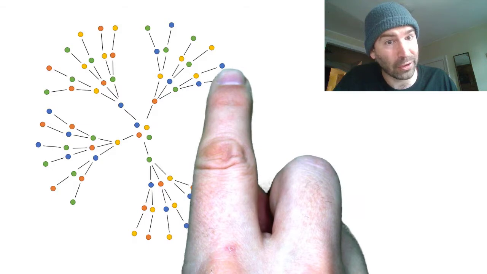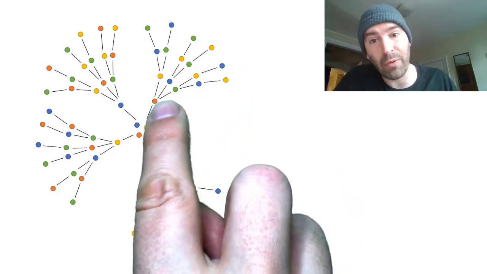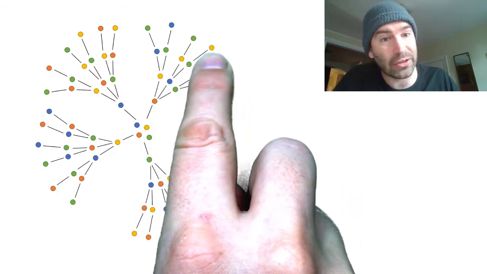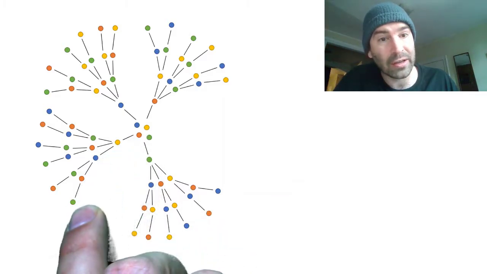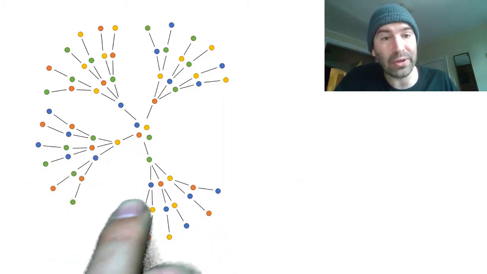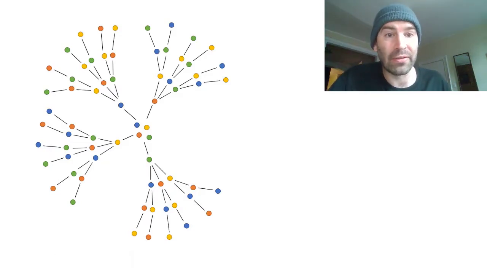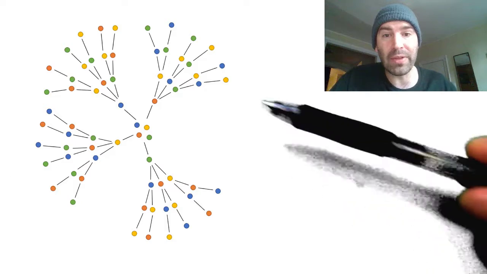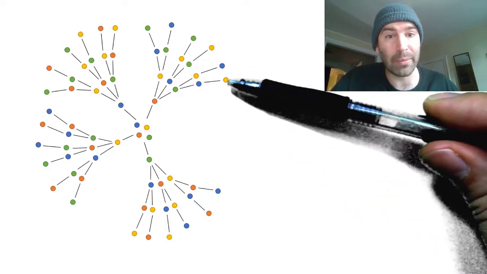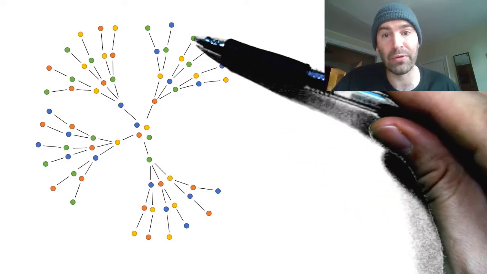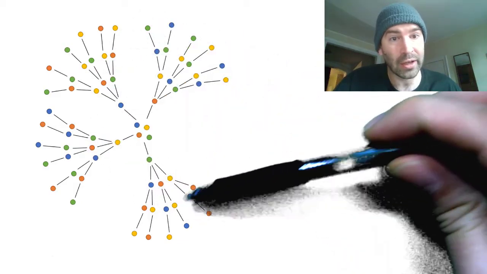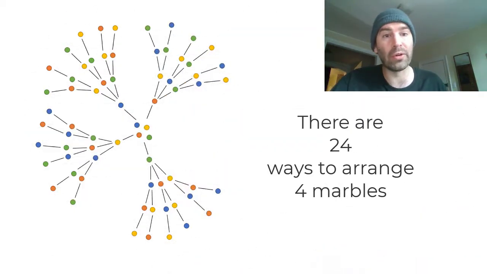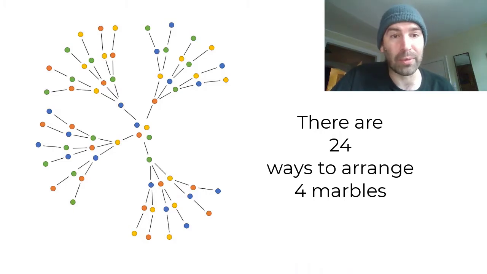We're counting those differently. The order matters. Then we have orange, then blue, then green, then yellow. These are all different. Or I could have done yellow, then blue, then orange, then green. All of these different possibilities are different orderings of these 4 marbles. So how many do we have in total? Well, to compute that, we can just count the number of end branches that we have. 1, 2, 3, 4, 5, 6 times 1, 2, 3, 4. So 24 total arrangements of those 4 marbles.